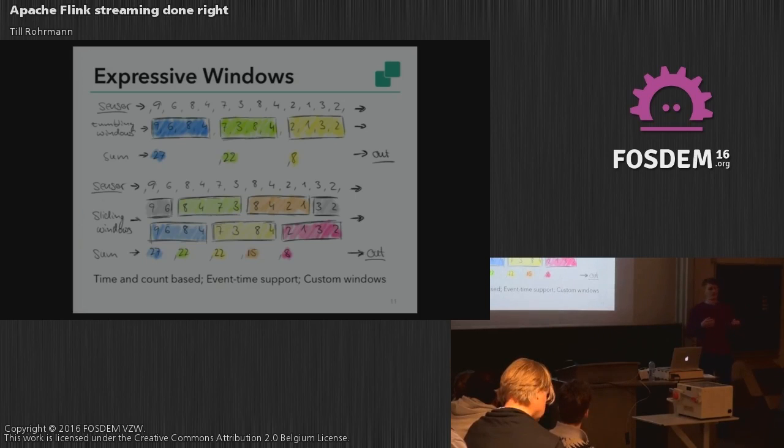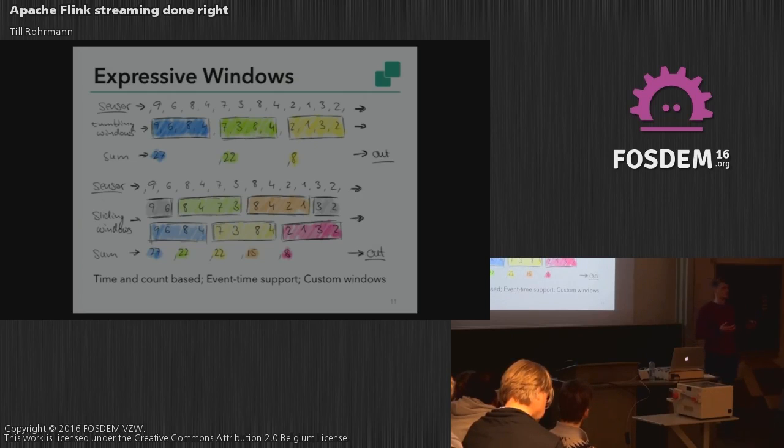Slightly more powerful window is the sliding window, which allows you to have overlapping windows. So by defining a sliding window of length 4, so length contains again 4 elements, with a slide length of 2, which basically says that the first 2 elements of each window are overlapping with the last 2 elements of the preceding window. You have a different window semantics, which lets you do different things.